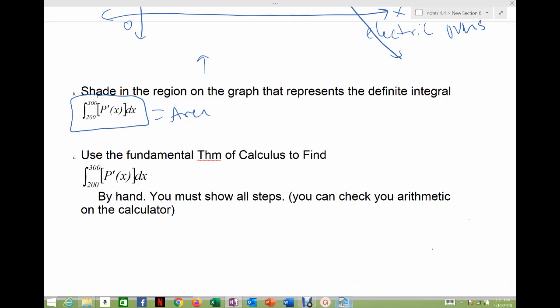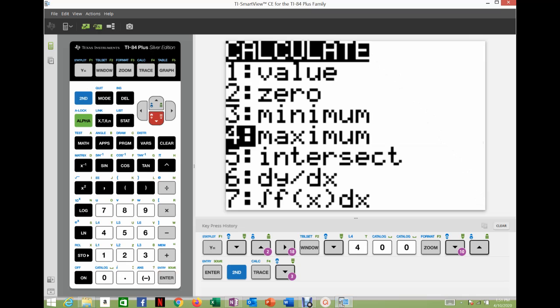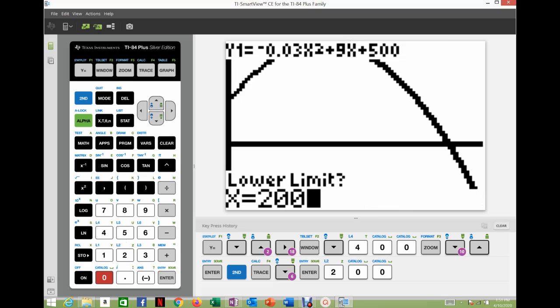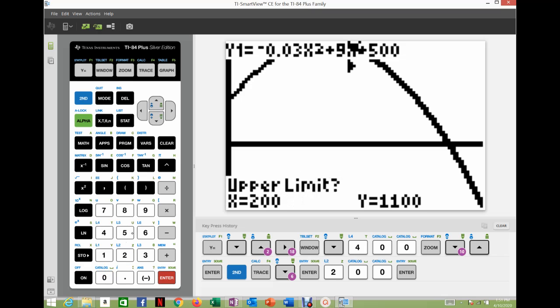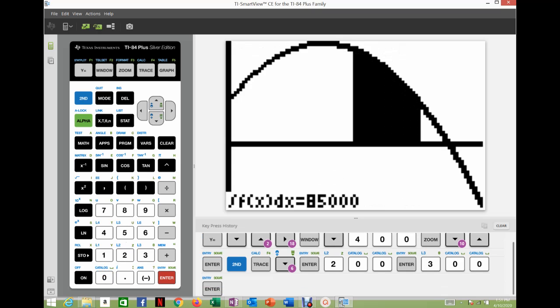So back to my calculator. Remember how we do the integration. I go to second, trace, and it's the 7th one down. So select 7 and hit enter. Then you type in your lower value, which is 200. Enter. Upper value, which was 300. Enter, and it'll shade the area in. So this is the area I'm going to draw on my graph. I'm going to label it appropriately, and I know that the area equals 85,000.